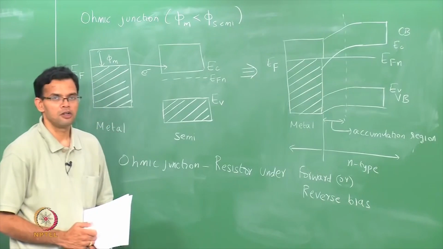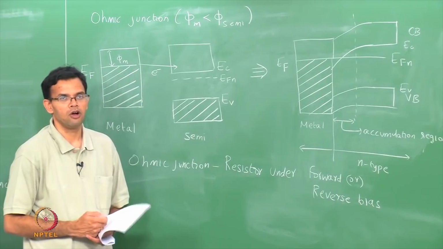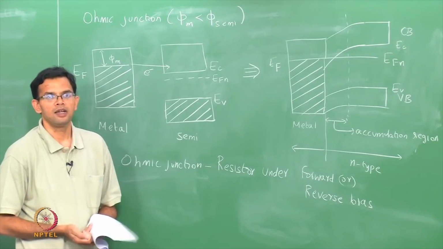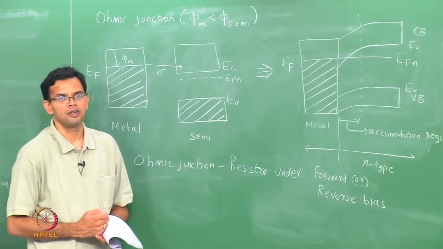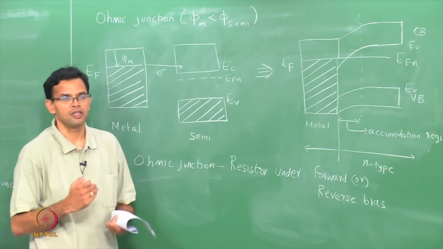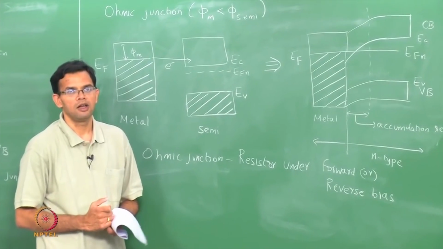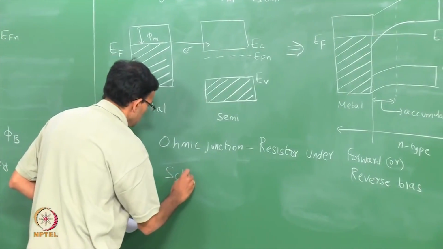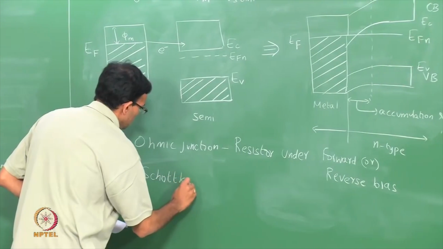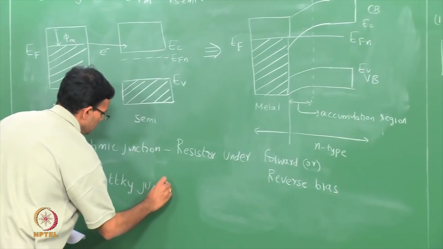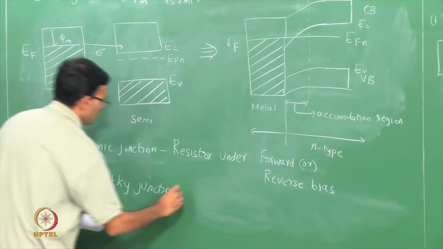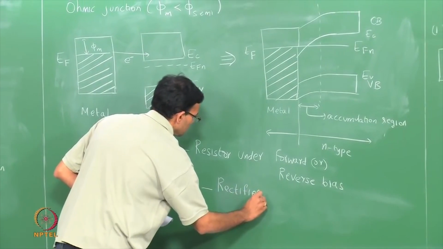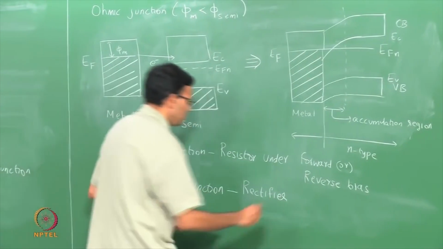This is opposite to a Schottky junction, which we saw earlier behaves like a rectifier. So, that it will only conduct in forward bias, but will not conduct during reverse bias, or you can say that it has a very small reverse current in reverse bias. As a rectifier, so that it only conducts in forward bias.